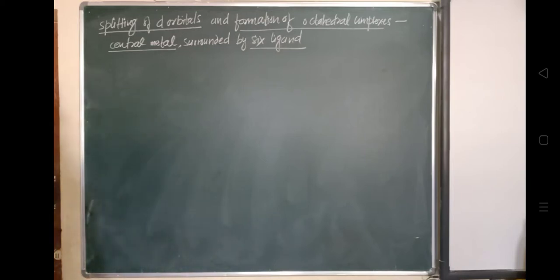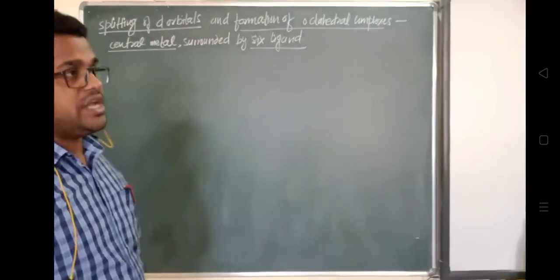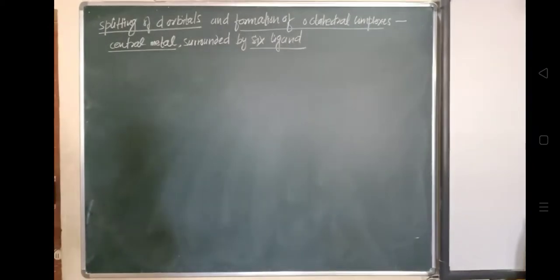As the ligands approach the metal ion along the x, y, z axes, the degeneracy of the d orbitals is resolved. We have seen the meaning of degeneracy: it means having the same energy, so it gets resolved. With closer approach of the ligands along the axes, the doubly degenerate orbitals experience larger repulsion.